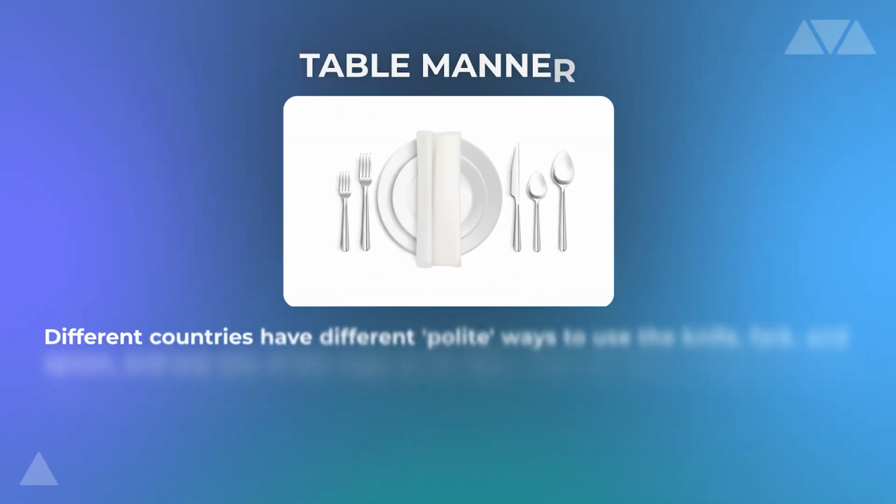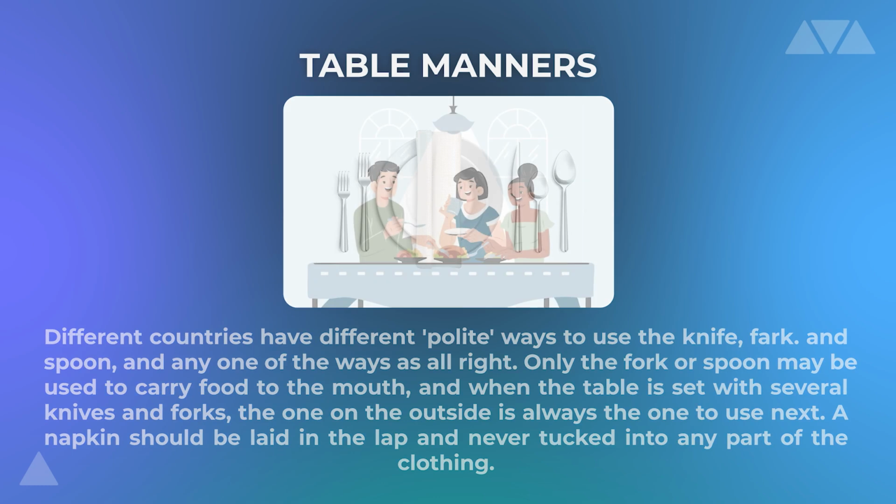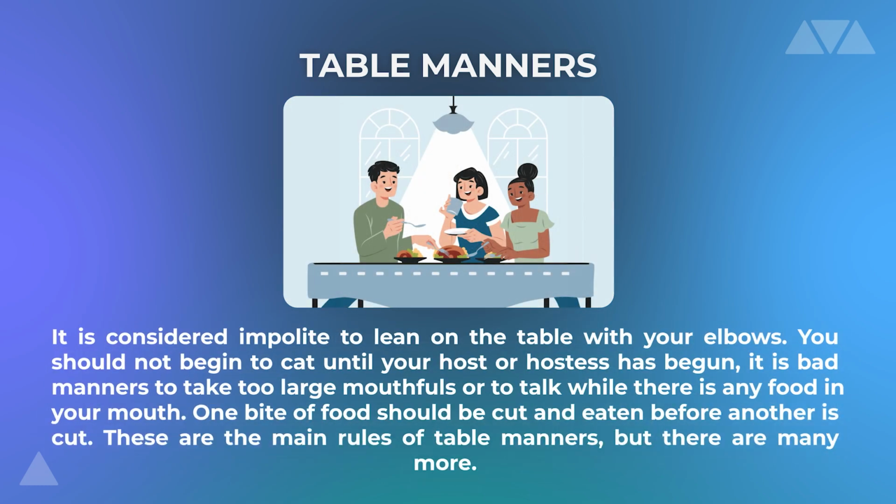As far as table manners are concerned, different countries have different polite ways to use the knife, fork, spoon, and any one of the ways is all right. A napkin should be laid in the lap and never tucked into any part of the clothing. It is considered impolite to lean on the table with your elbows. You should not begin to eat until your host or hostess has begun. It is bad manners to take too large mouthfuls or to talk while there is any food in your mouth. One bite of food should be cut and eaten before another is cut. These are main rules of table manners, but there are many more.